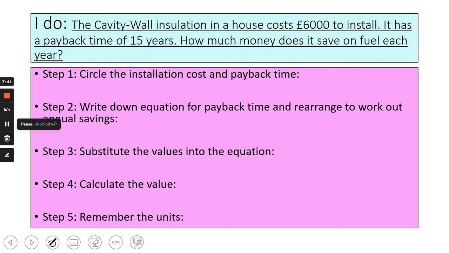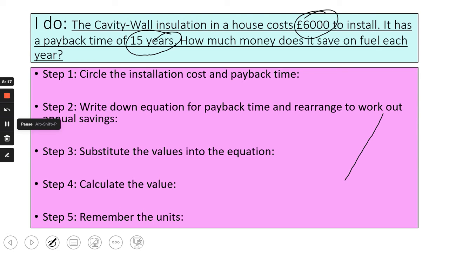Okay, the next few questions are slightly different. This is an I do, so put your pens down and focus on the video. So the cavity wall insulation in a house costs £6,000 to install. It has a payback time of 15 years. How much money does it save on fuel each year? So I'm going to first start with circling the installation costs and the payback time. So I now want to work out how to rearrange the equation to work out the annual savings.